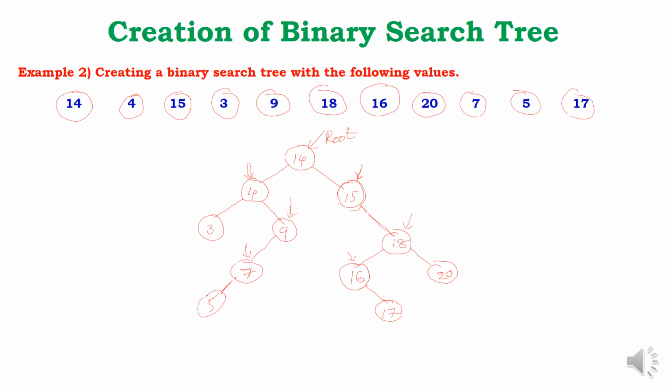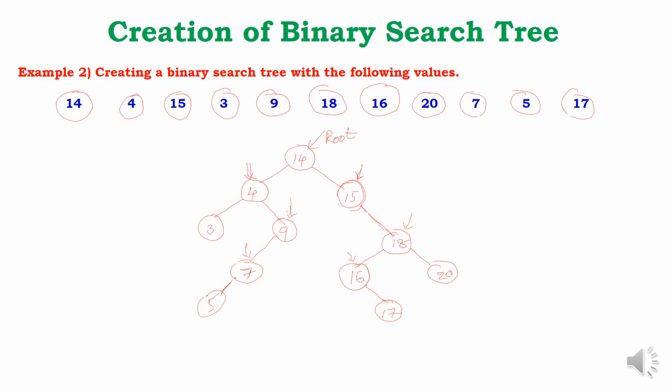So 5 is less than 7. Here 15 and 18. 18 is right side. So 18 is greater than 15. So here 16, 18, 20. Left node is having less value than parent value and right node is having greater than parent value. So 16 is less than 18, 20 is greater than 18. See here at this particular stage 16, 17. 16 is parent, 17 is its right node.